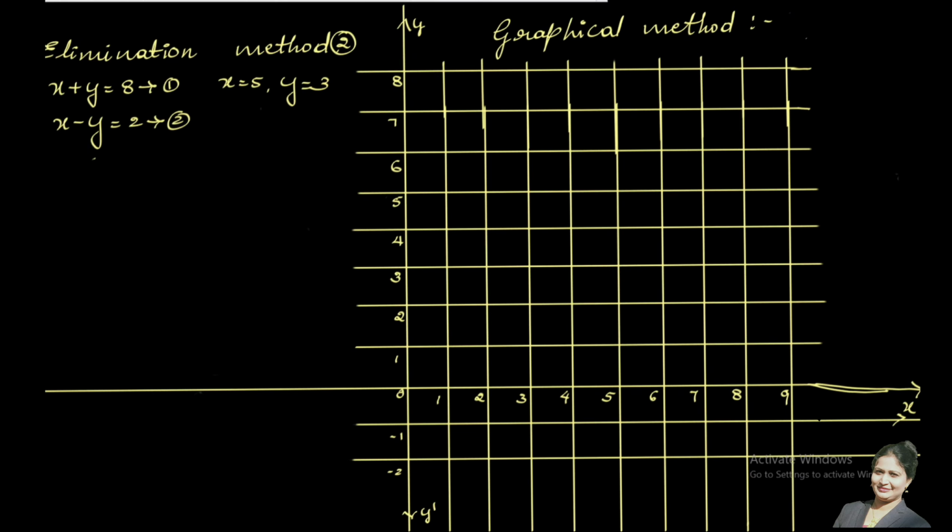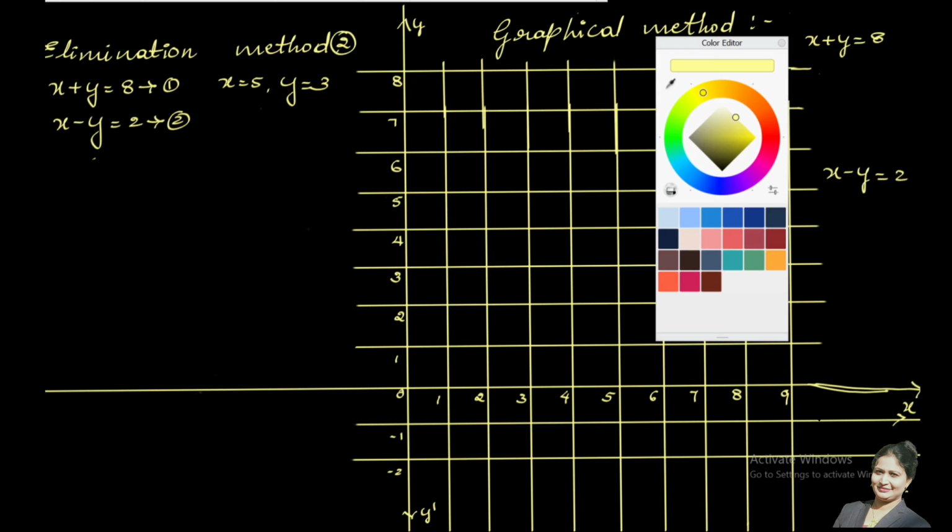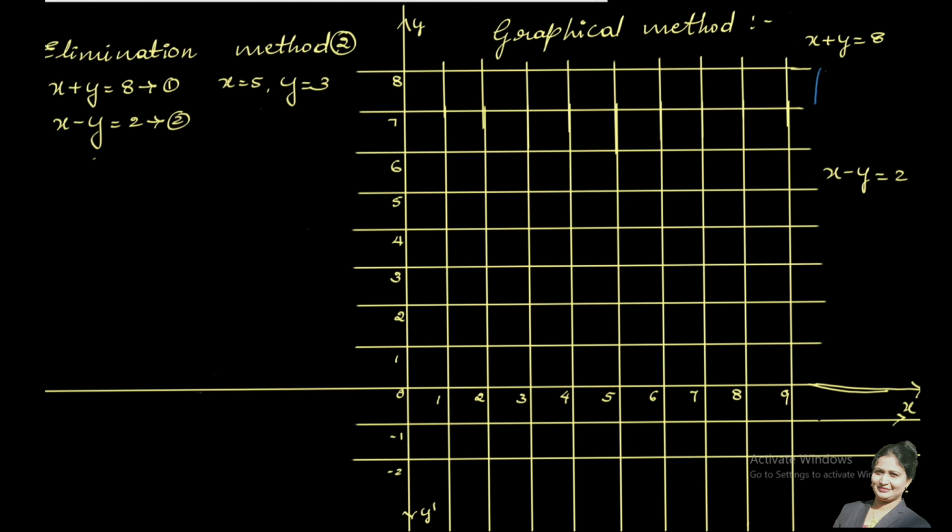The equations are of this type: x plus y is equal to 8 and x minus y is equal to 2. With the help of this, we substitute the value of x.